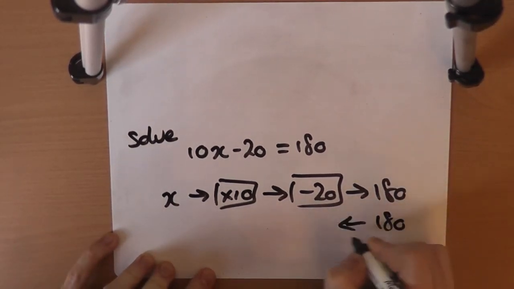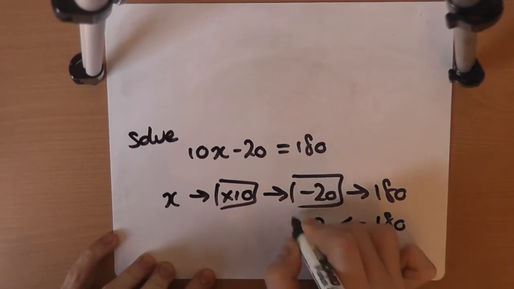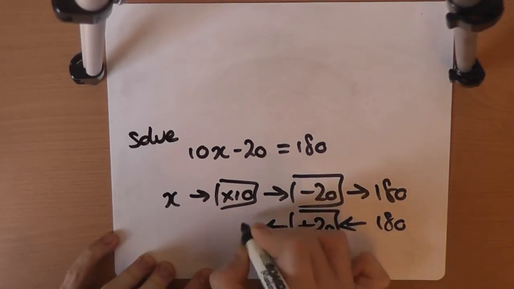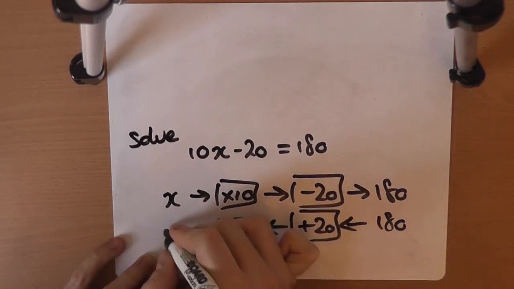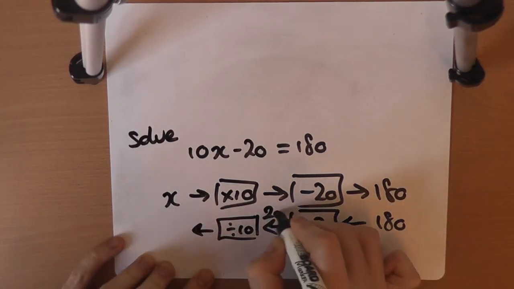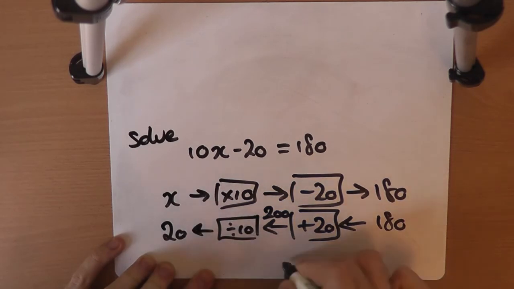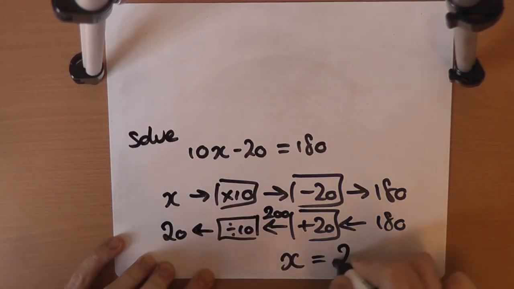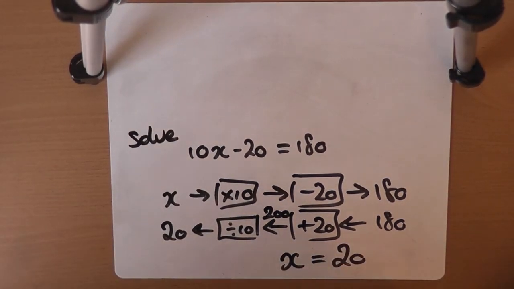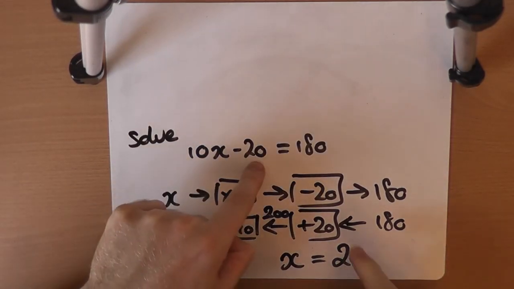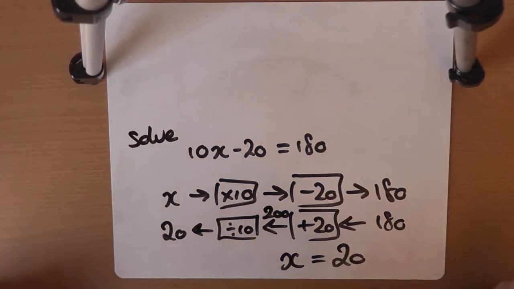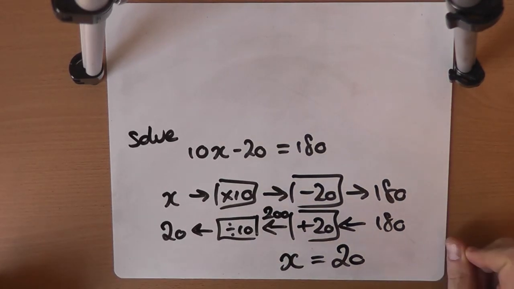Reversing it, 180 goes back in, we're going to add 20 this time, and we're going to divide by 10. Adding the 20 will take us to 200, and divided by 10 will take us to 20, and then I reckon final value x equals 20. 10 times the 20 is 200, take away the 20 is 180, and everything works.